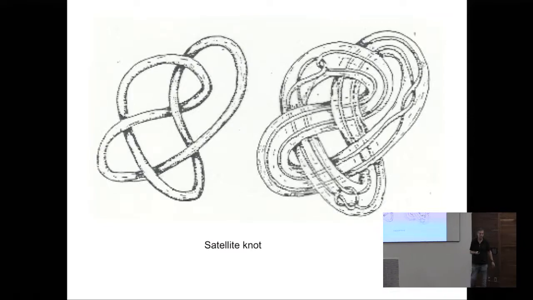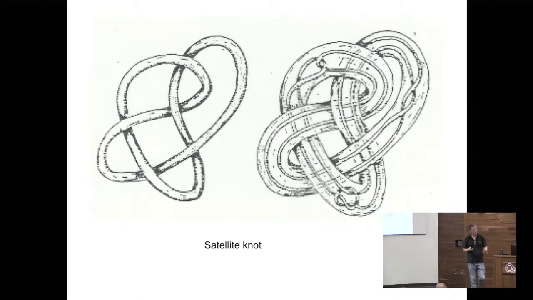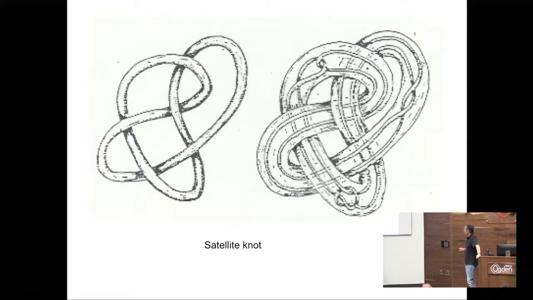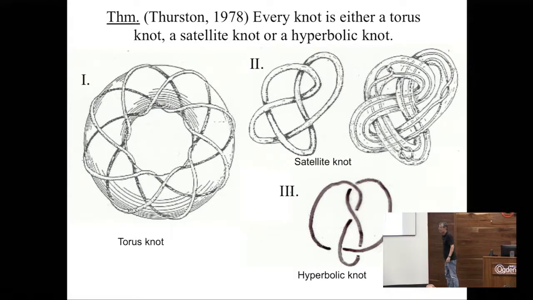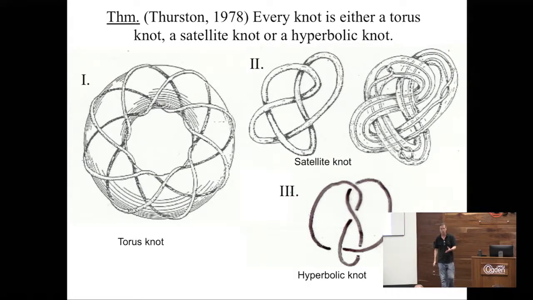That's a satellite knot. And what Thurston proved, which is a really remarkable theorem, is that if you look at all knots, every knot is either going to be a torus knot, or it's going to be a satellite knot, or it's going to be a so-called hyperbolic knot. Okay, and I'll tell you about hyperbolic in just a second, but this is really one of the most amazing theorems. It's actually broader than this. It's for three manifolds, but in particular, this is what it says about knots. And it's just an incredible fact that really revolutionized low-dimensional topology in general and knot theory in particular.